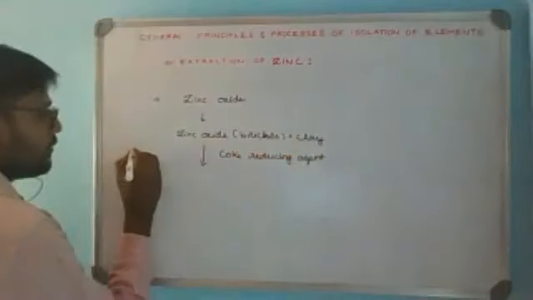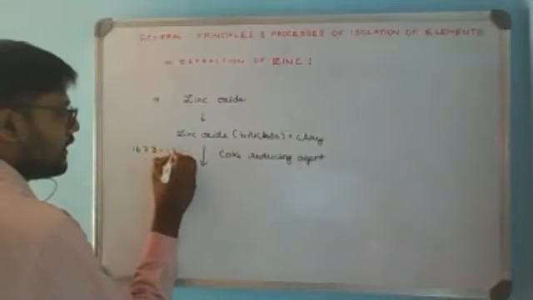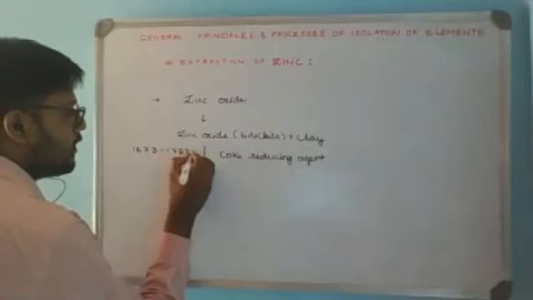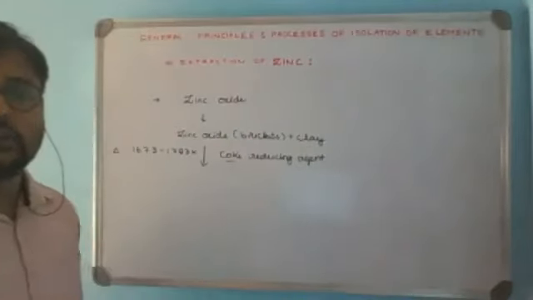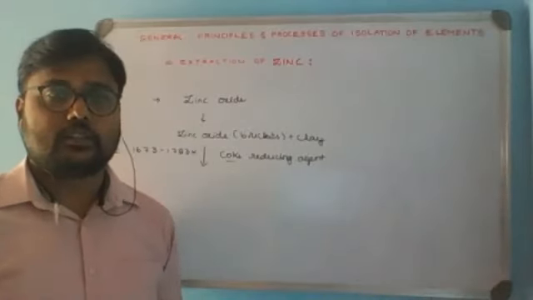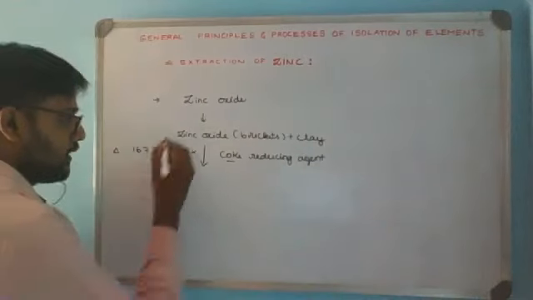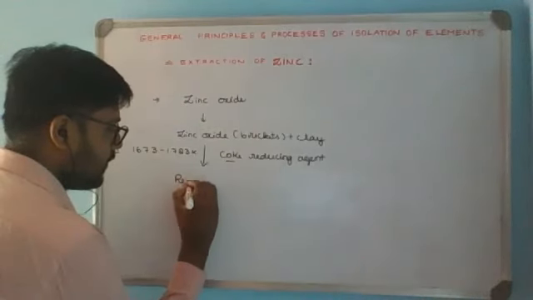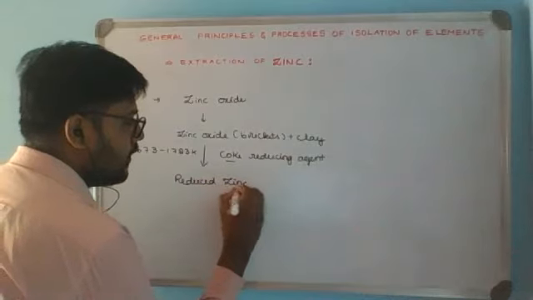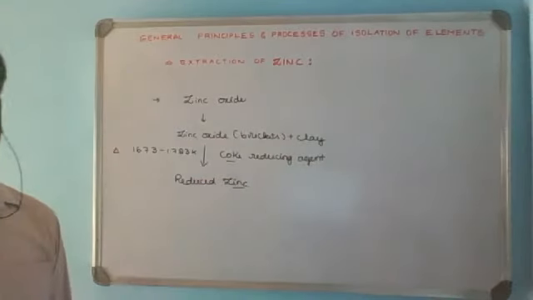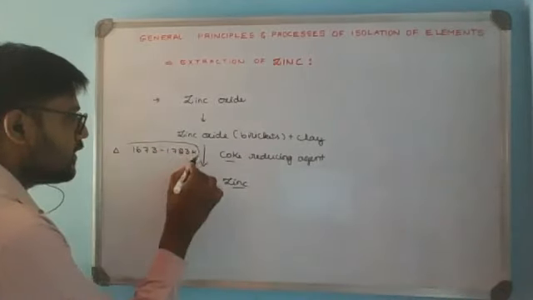By heating to a temperature of nearly 1673 to 1723 Kelvin. So coke undergoes oxidation by combining with the oxygen of the zinc oxide and will help in the reduction of zinc. This is how a reduction takes place, a simple process. So remember the temperature condition.